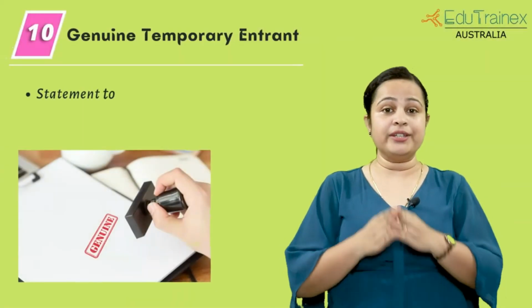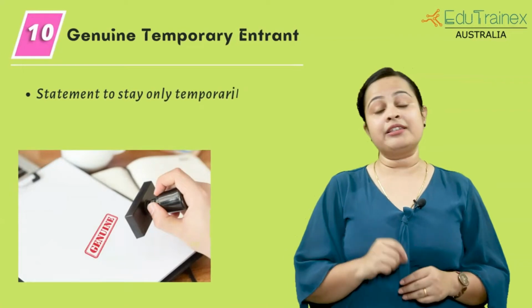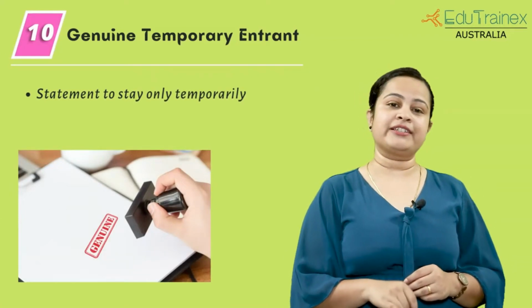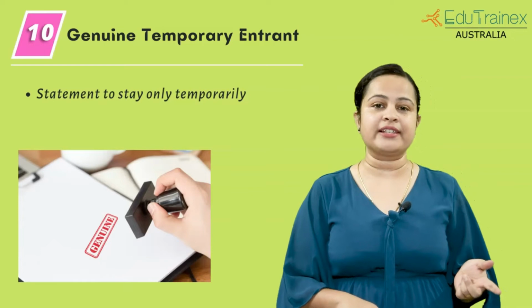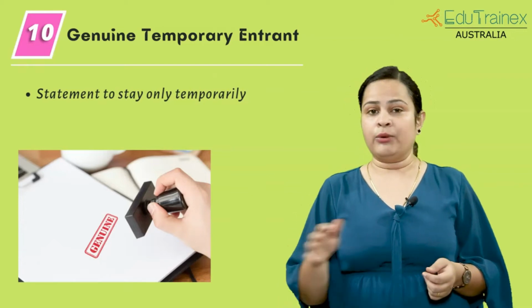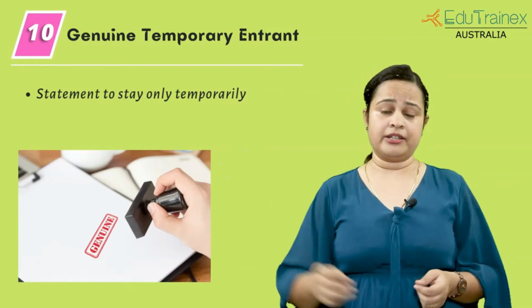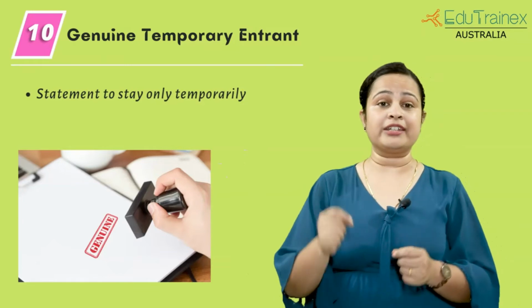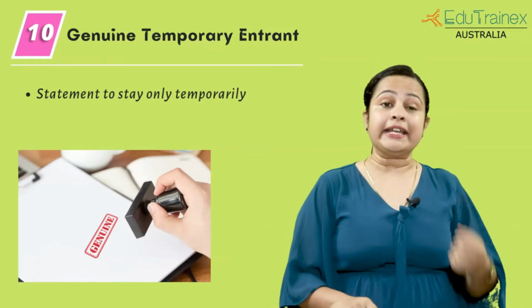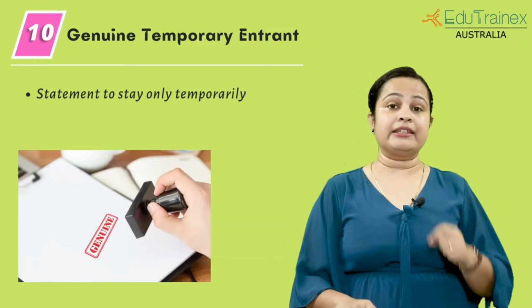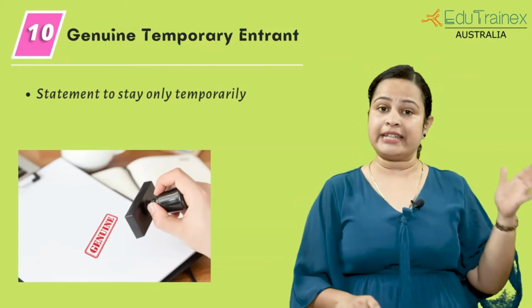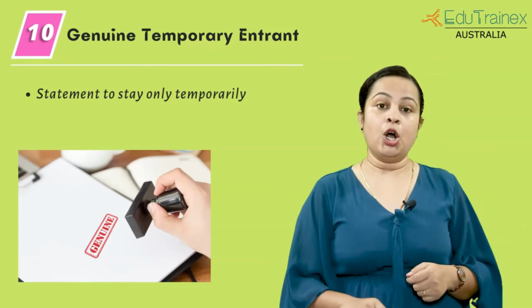As a genuine temporary entrant, you must show the immigration office that you will not overstay your visa after it expires. Now, what is a genuine temporary entrant? A genuine temporary entrant is usually a statement stating that the visa applicant intends to stay only temporarily in Australia. Also, you must provide proof of your employment.